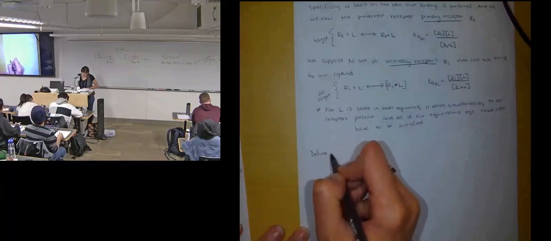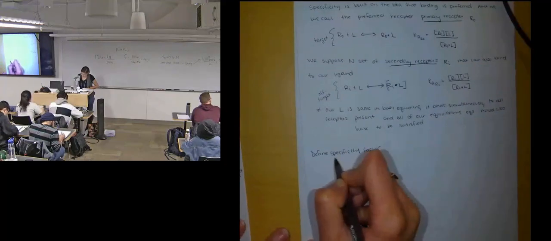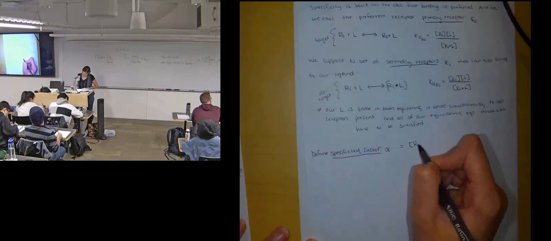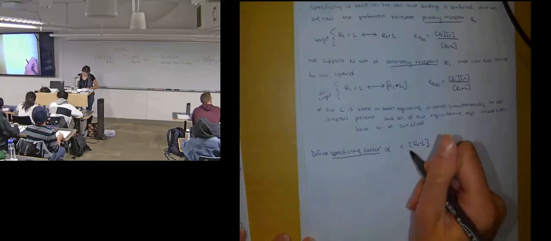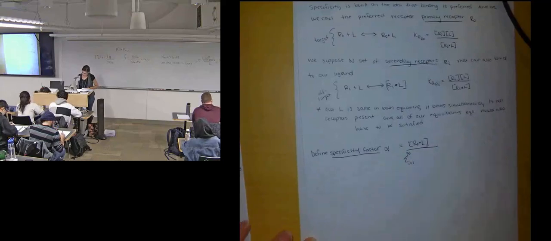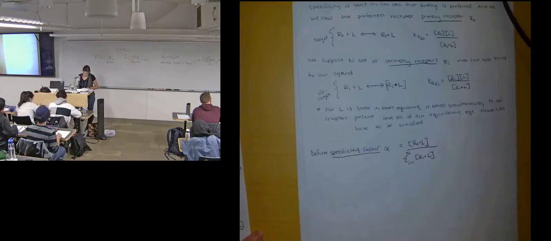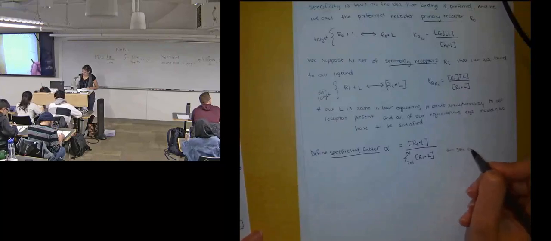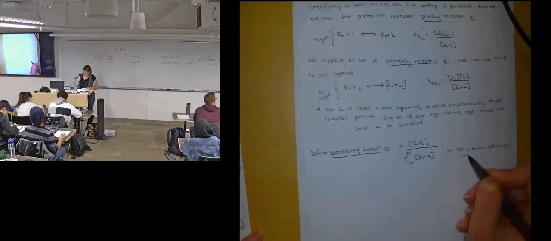So we're going to define specificity factor, which we're going to denote alpha, as the concentration of the primary complex over the sum, I going from 1 to n number of secondary targets, of the concentrations of all of those complexes. Okay. So take the sum over all the off target receptors.